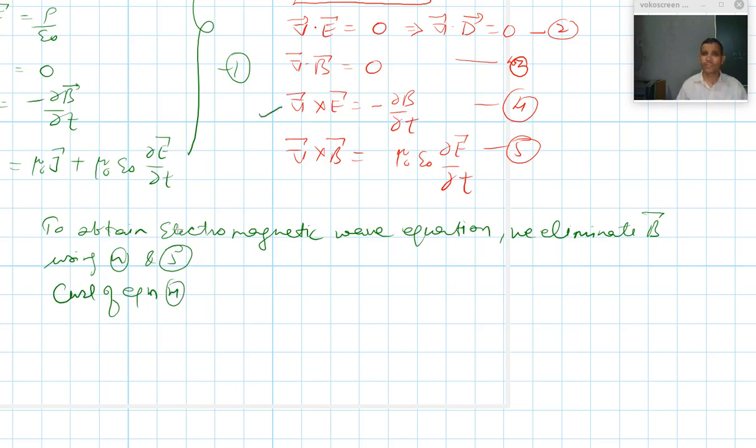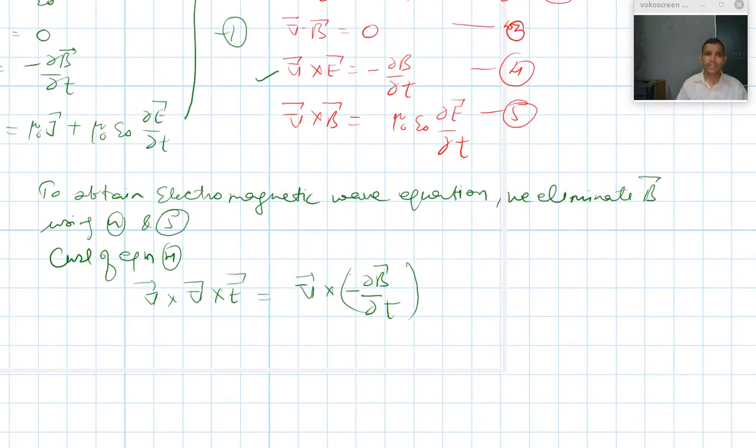So if I take the curl of this equation, then it can be written as del cross del cross E is equal to del cross of minus curly B by curly T, right? That's what we are getting here. And this can be further written as minus curly over curly T of del cross B. This can be written like this because del is independent of T, so it will act like a constant. It's a simple thing which I am using.